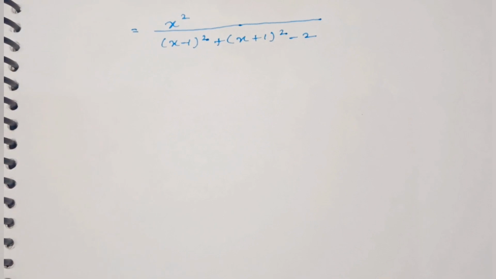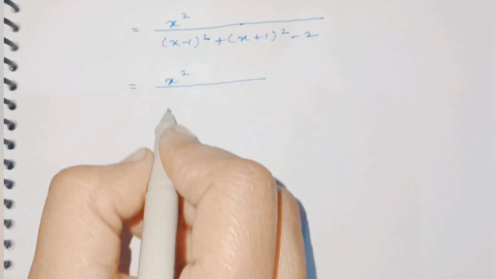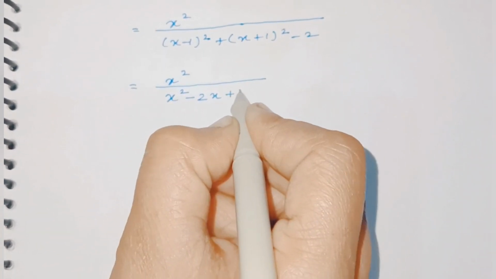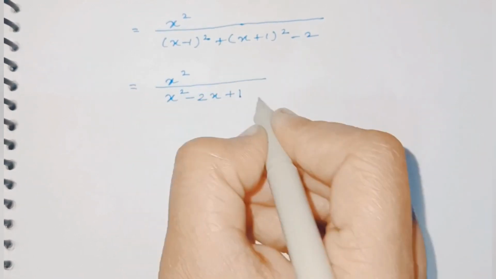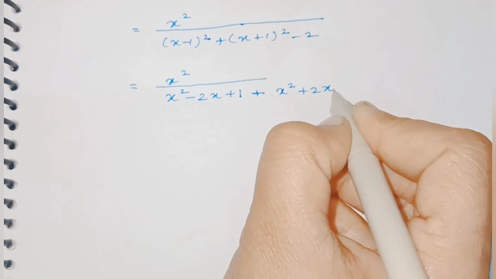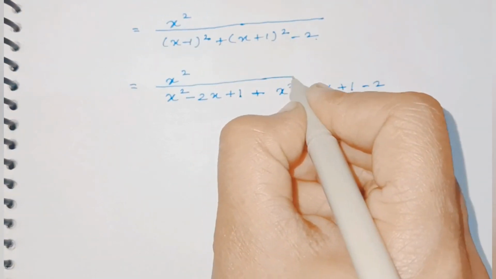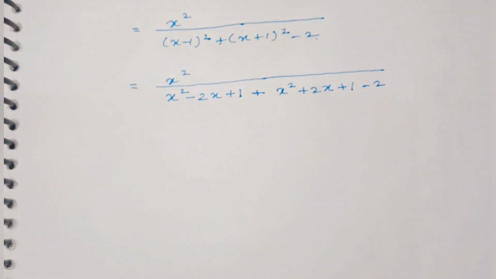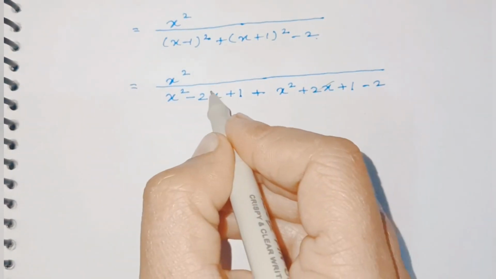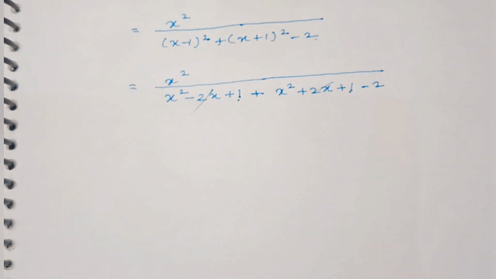In next step, we can open the bracket x minus 1 the whole square by formula a minus b the whole square. Therefore, this will become x square minus 2x plus 1, plus sign as it is. x plus 1 the whole square will be x square plus 2x plus 1, minus 2 as it is. Here minus 2x plus 2x gets cancelled. Plus 1 plus 1 will be plus 2.